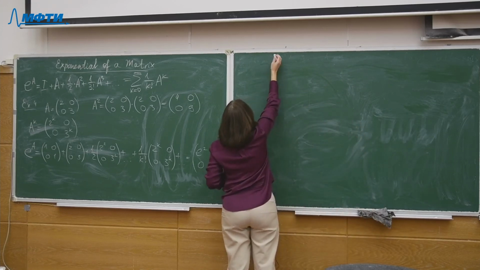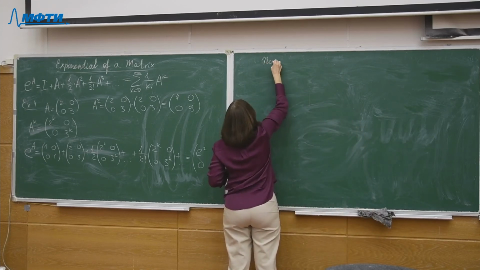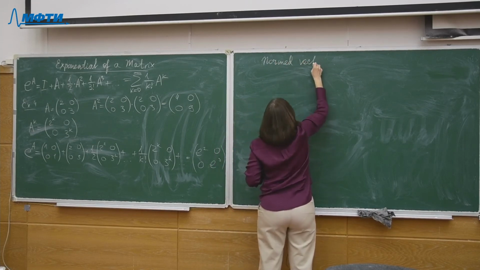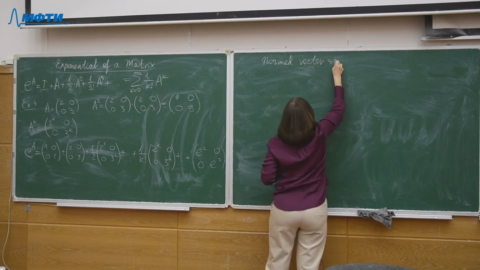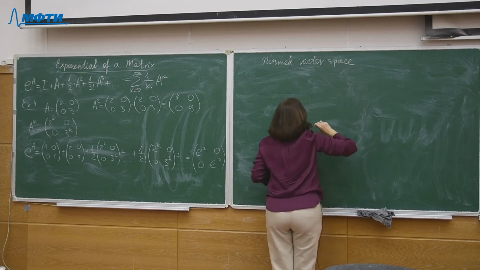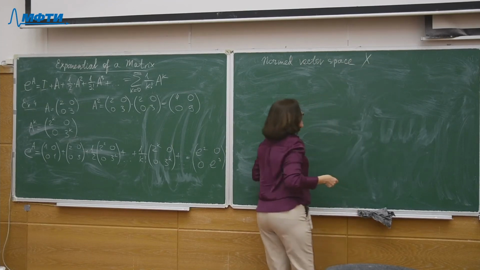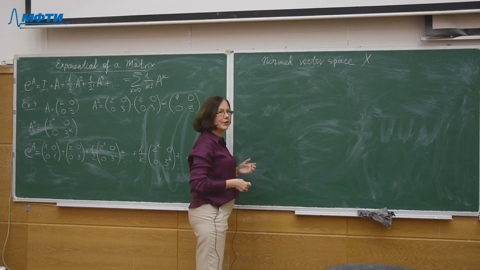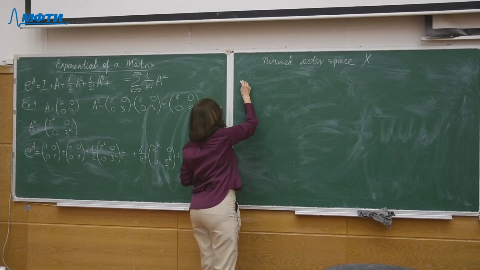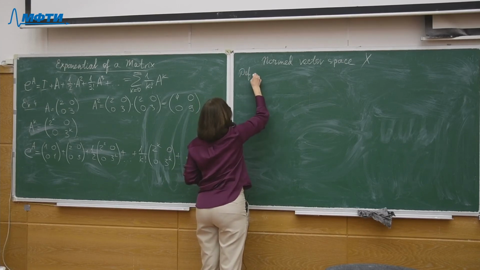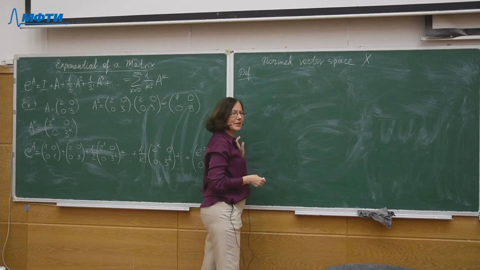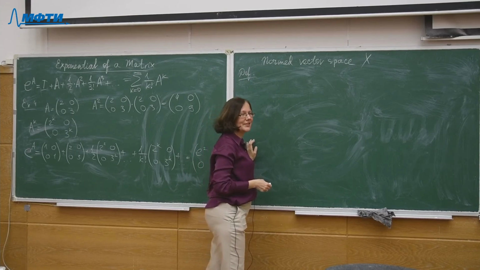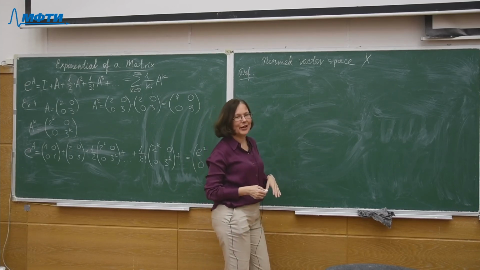It comes from calculus. X, so X is a vector space. How can we introduce the norm? What is it? What is the norm? Normed vector space. How can we define the norm?